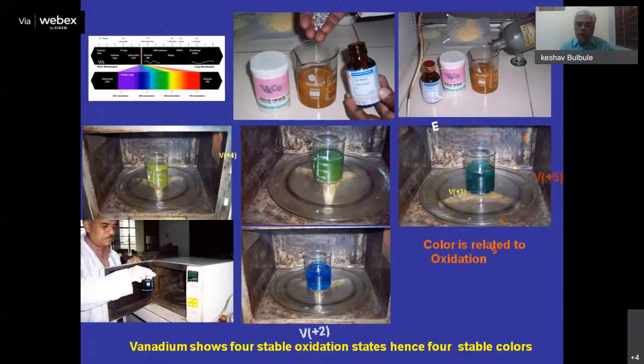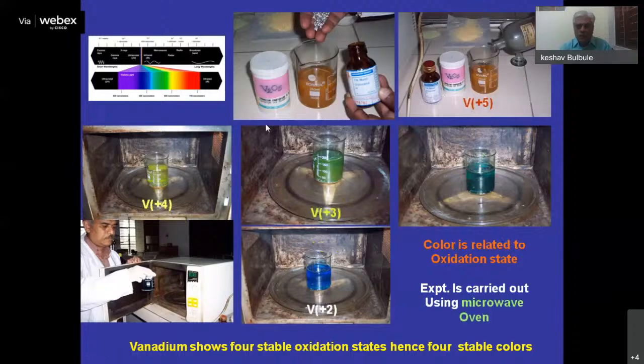For this, I carried out one very simple experiment where we have vanadium pentoxide, V2O5, put into water. I stirred it for almost half an hour. It did not dissolve because vanadium in its pentavalent state exhibits more covalent property, and covalent compounds do not easily dissolve in water. Even after stirring for half an hour, it did not dissolve, but only dispersed.